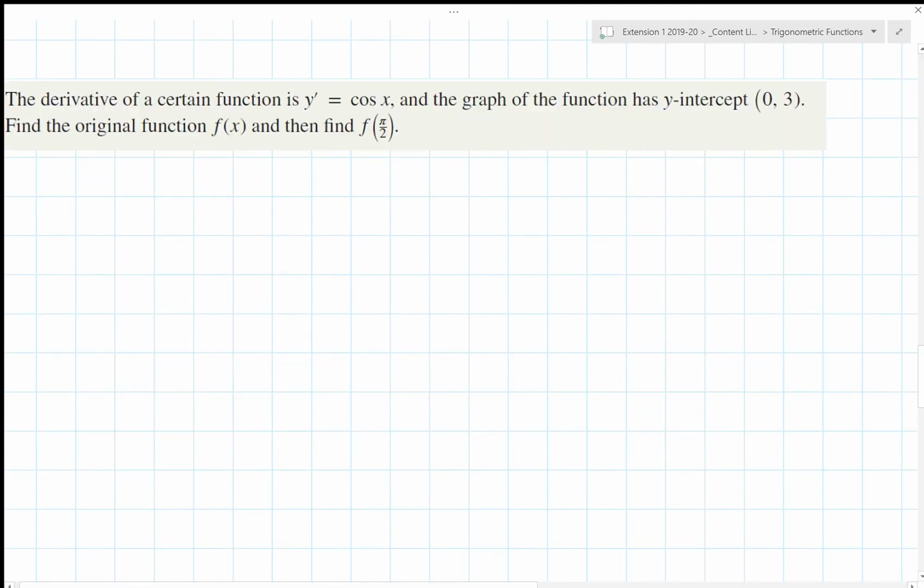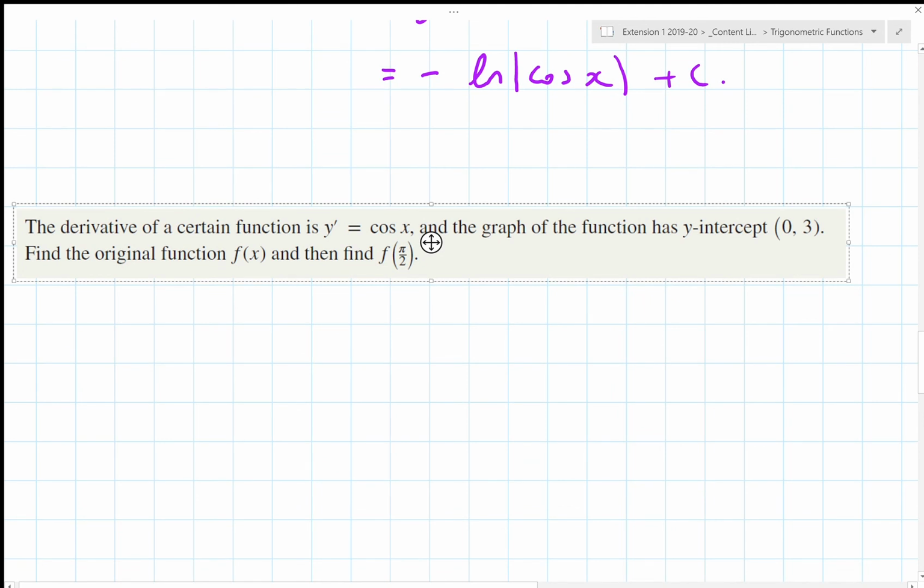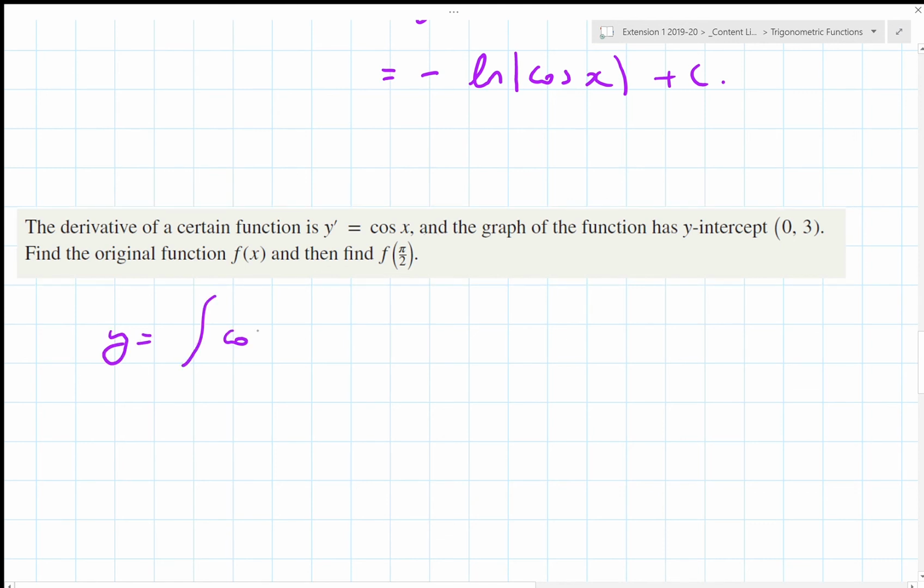Next, the derivative of this, find the original. So first thing I'll do is I'll find y. So y is the integral of cos x, and that's sine x plus c. The derivative of sine is positive cos. It has a y-intercept, in other words, it has a point at 0, 3. So I sub that.